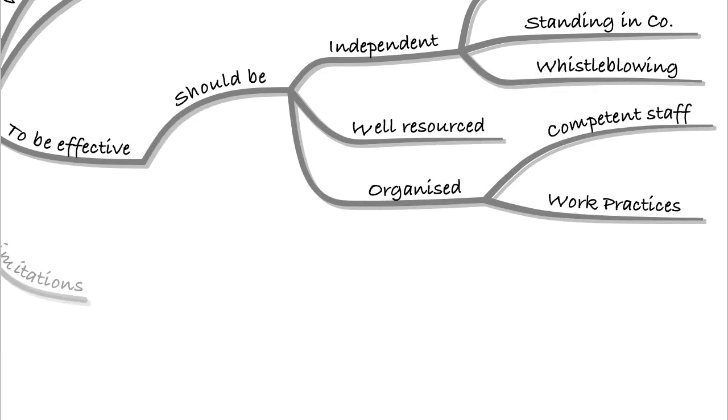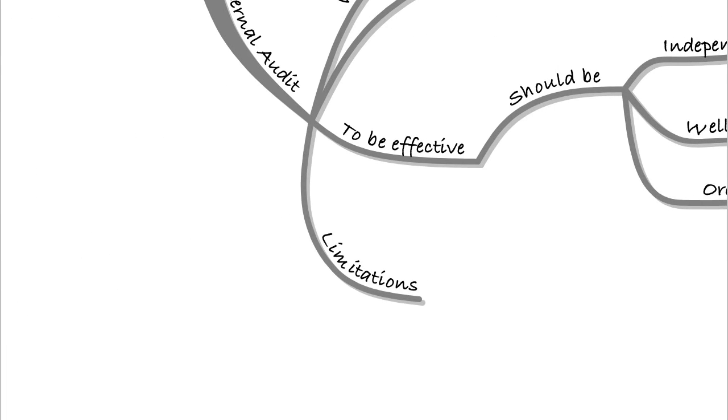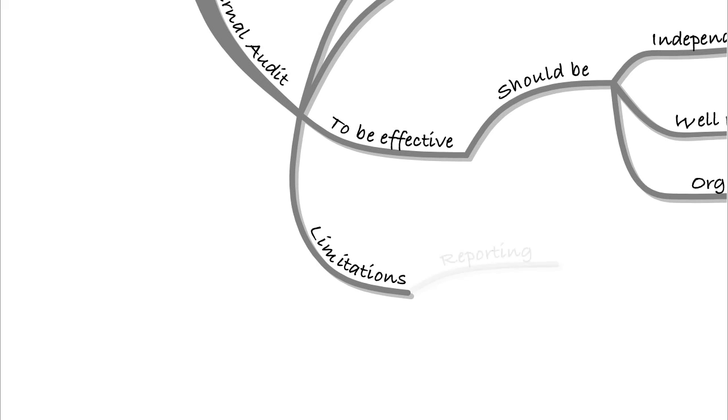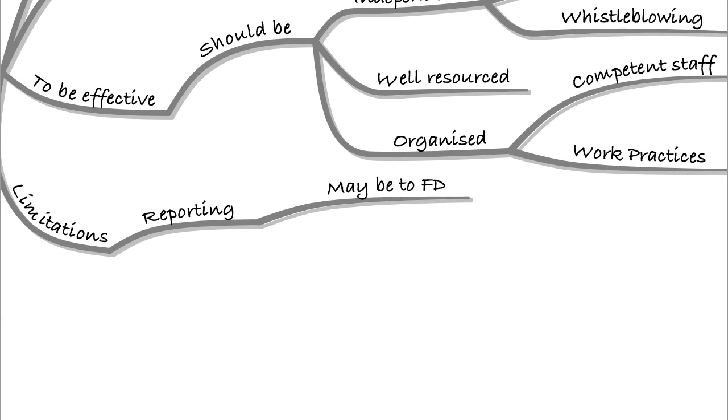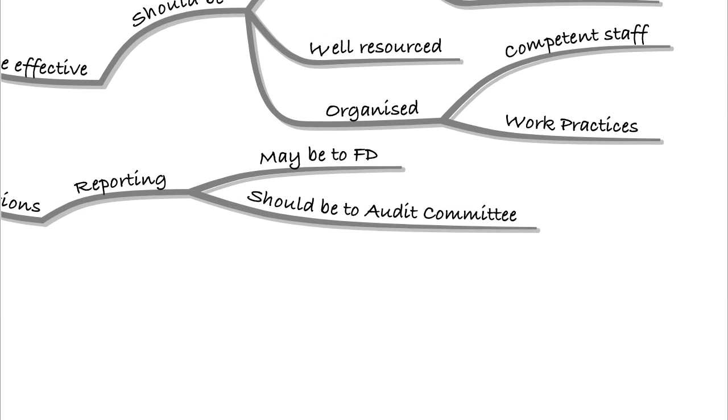But there are some limitations that we need to look out for, particularly look out for these in scenarios. When it comes to reporting, who should an internal audit report to? Well, of course, we know that it should be the audit committee. So if you see in a scenario that the internal audit function reports to the finance director, well then you can suggest that that should be to the audit committee. So the internal audit function, to retain independence, needs to report to the audit committee, not to executive management.